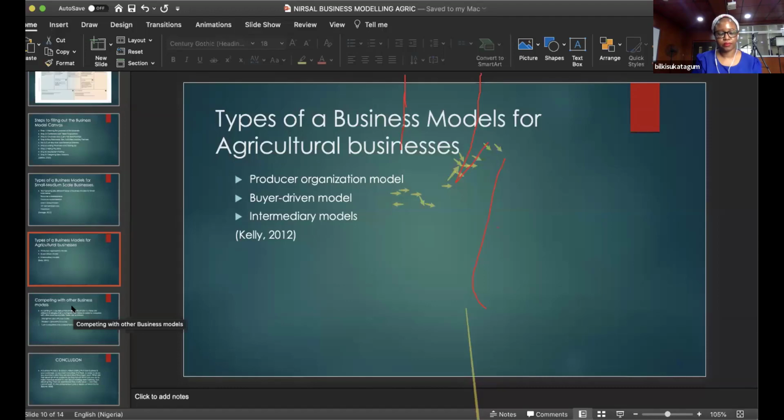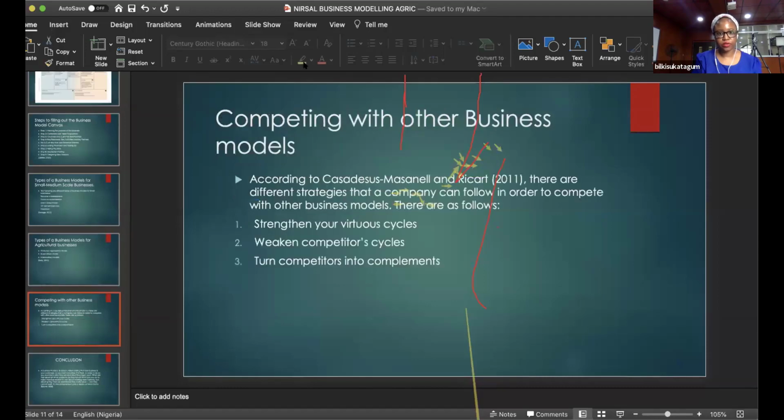Okay. Let me go on to competing with other business models now. Based on the paper that was uploaded, your business model should be able to compete with other ones. There are different strategies that you can follow to be able to compete with other business models.